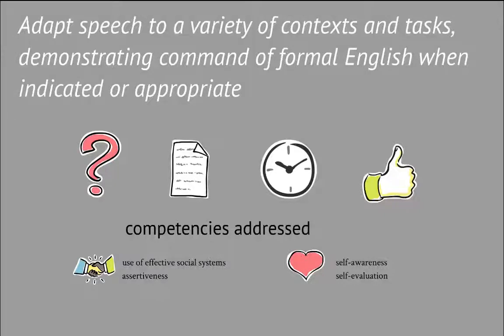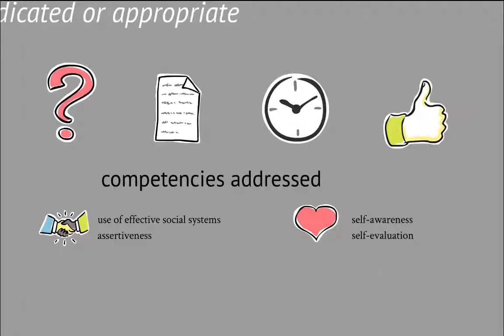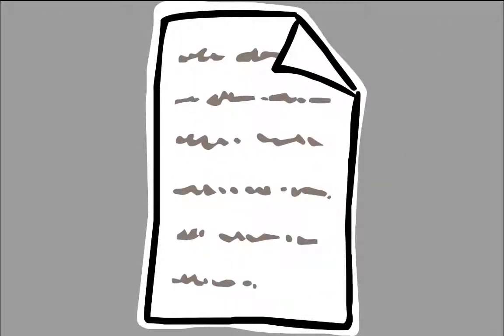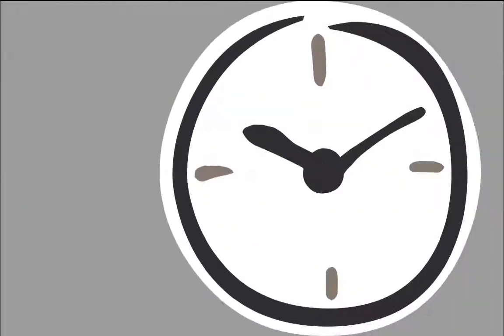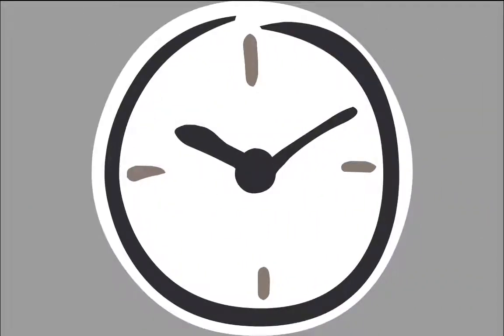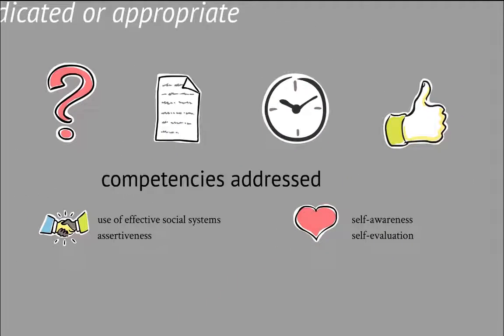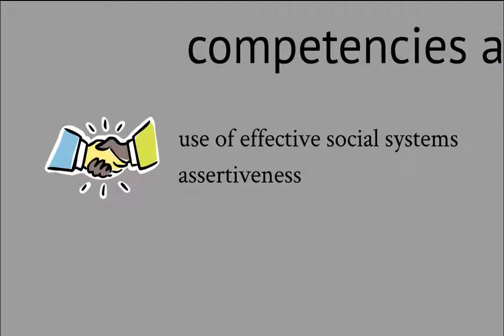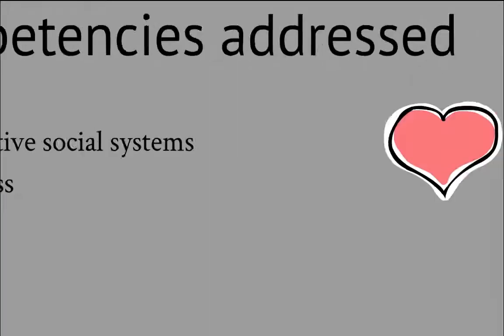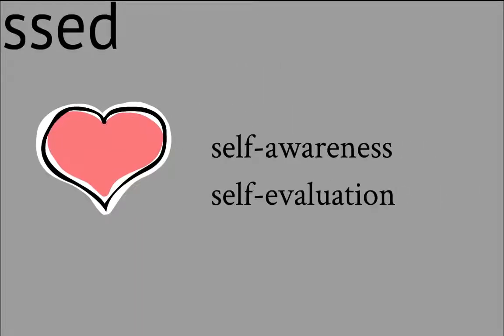To address this standard, you could give students different scenarios where they might have to ask for help in college. Examples could include requesting a copy of the lecture notes, asking for preferential seating, or requesting extended time on an exam. Have them practice this interaction with a partner. Students will have to utilize interpersonal skills, including use of effective social systems, self-advocacy, and assertiveness. It will also require them to use intrapersonal skills, such as self-awareness and self-evaluation.